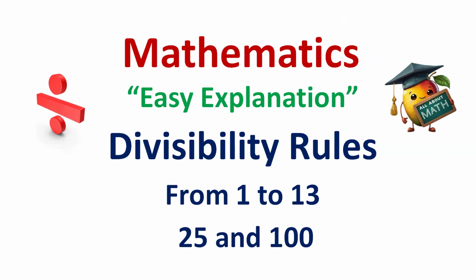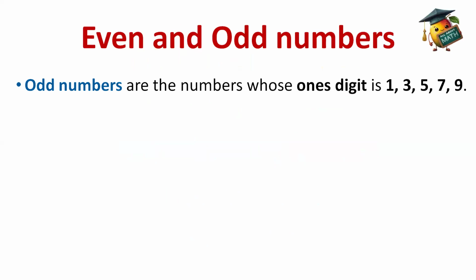We are going to learn divisibility rules from 1 to 13 and 25 and 100. Before that, you should know what even and odd numbers are. Odd numbers are the numbers whose ones digit is 1, 3, 5, 7, 9. For example, 21, 325, 2349. You can see the last digit is either 1, 5 or 9. So that's why these are the odd numbers.